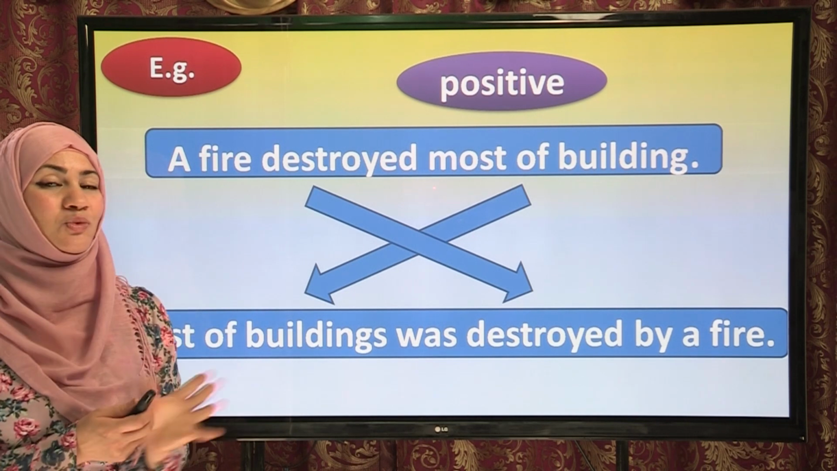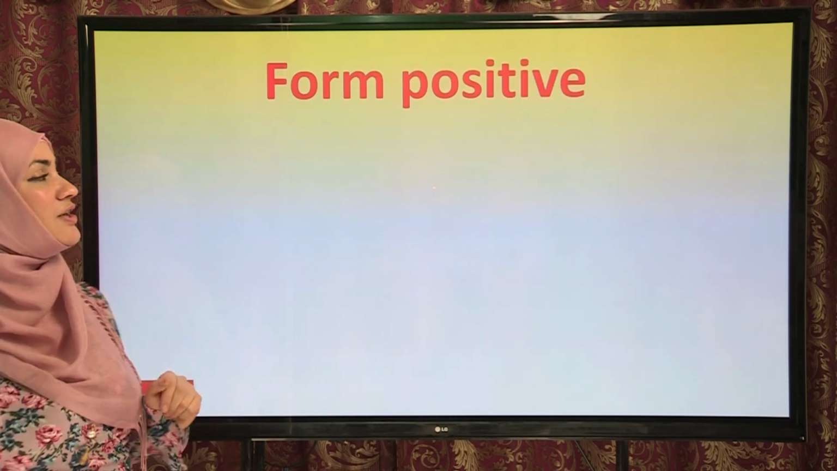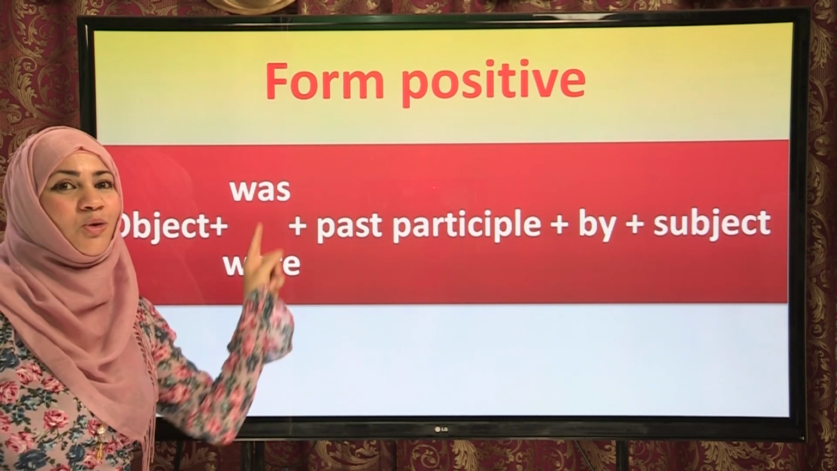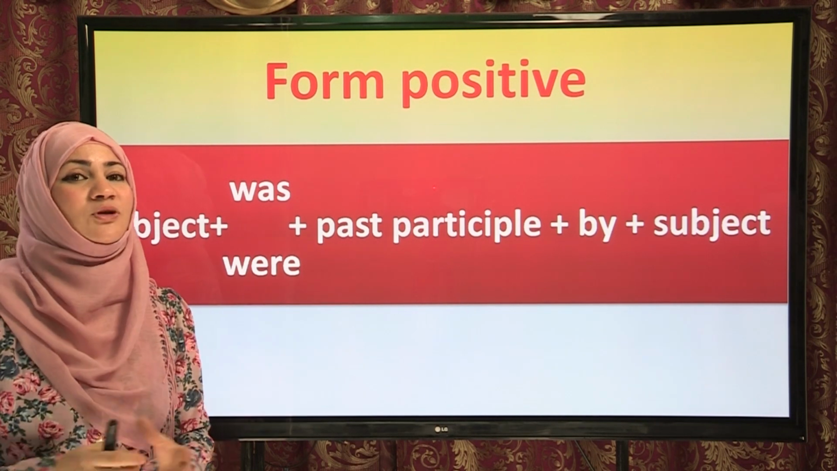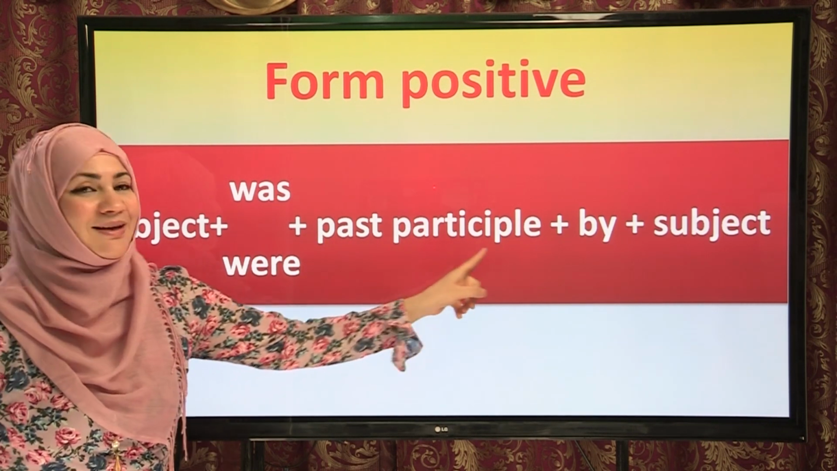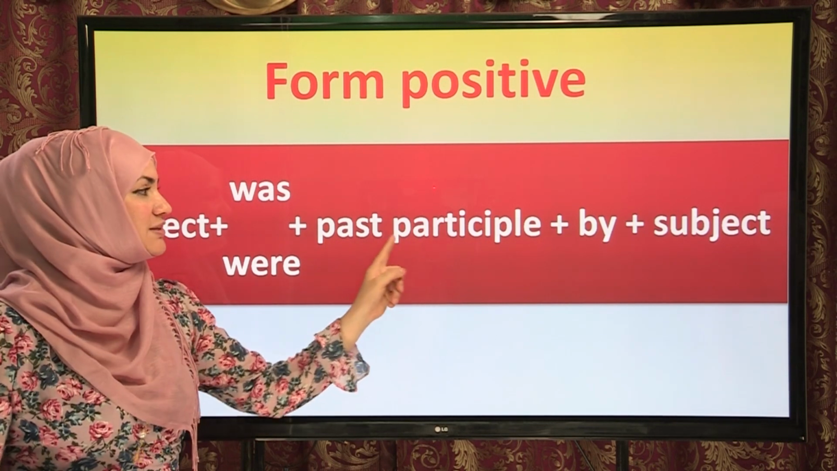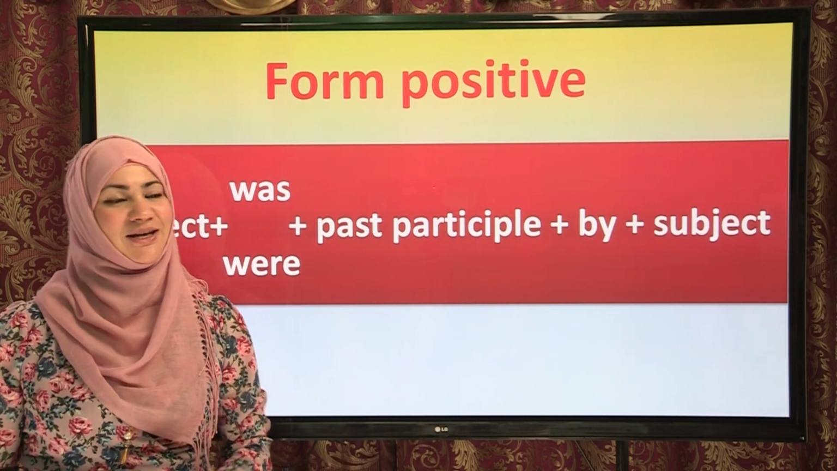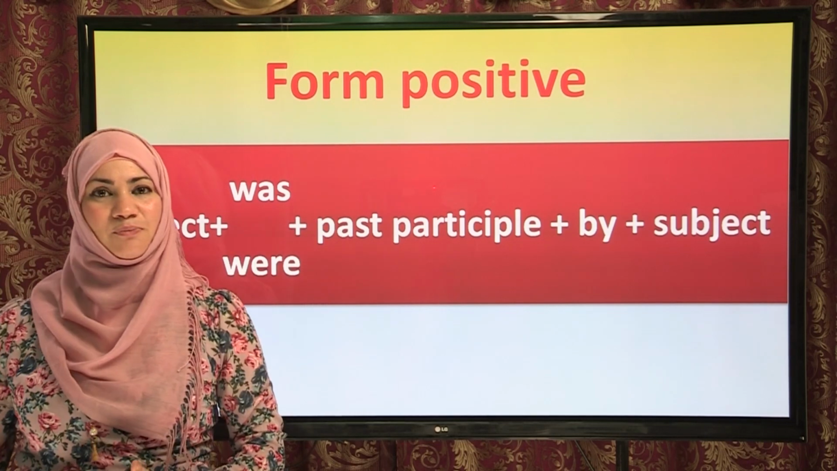You can see here we can take the form. Form positive: it will be object plus was or were. If it is singular, was. If it is plural, we put were. Plus the past participle. The verb, we don't ignore the verb, we put it in the past participle. Plus by, plus subject. So this is the form of past passive in positive.